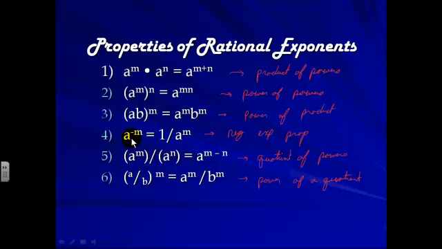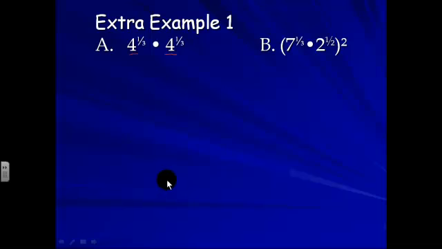Here's the negative exponent that says that to get rid of the negative exponent, I bring it on the other side of the fraction. This is a quotient of powers, which says that if I have like bases, I subtract the exponents. And here is a power of a quotient, which simply means I have to distribute that exponent to each one of these bases. Alright, let's look at some example problems.